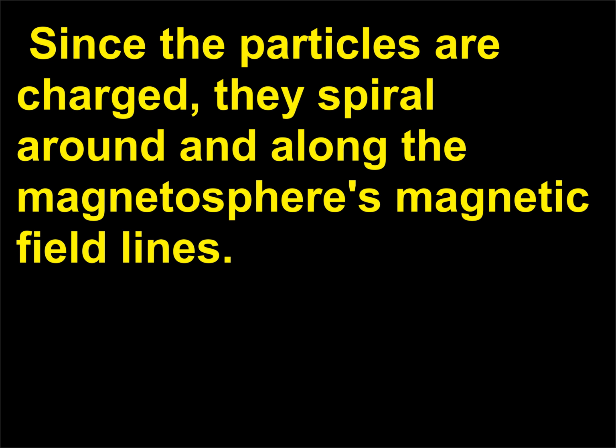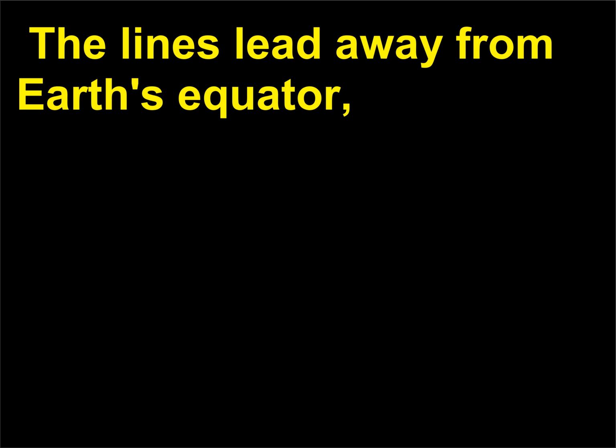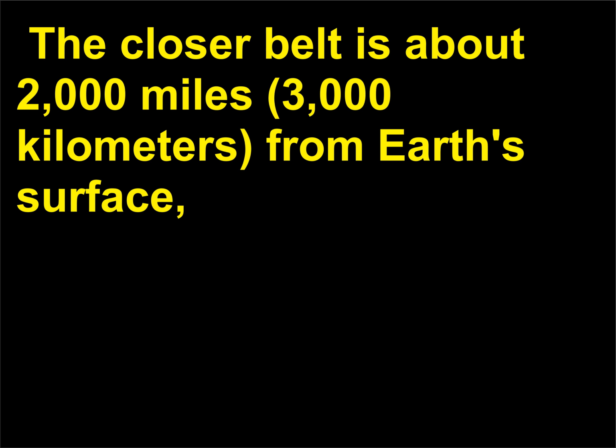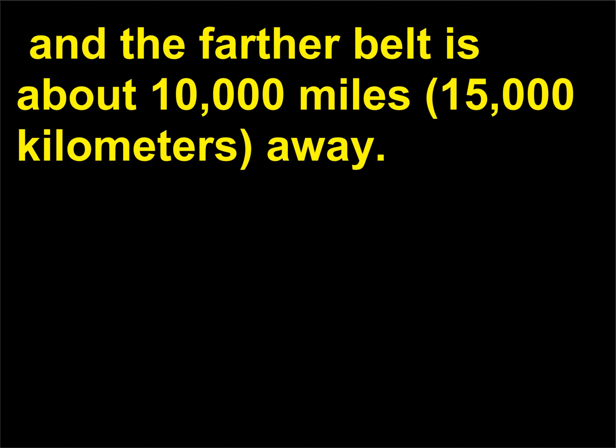Since the particles are charged, they spiral around and along the magnetosphere's magnetic field lines. The lines lead away from Earth's equator, and the particles shuffle back and forth between the two magnetic poles. The closer belt is about 2,000 miles, 3,000 kilometers, from Earth's surface, and the farther belt is about 10,000 miles, 15,000 kilometers, away.